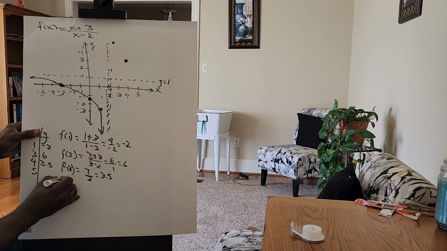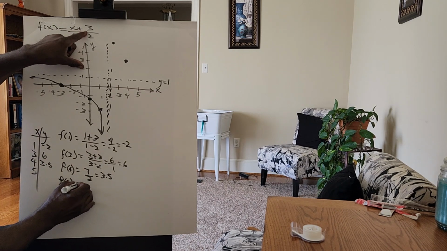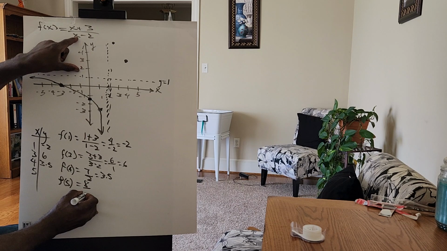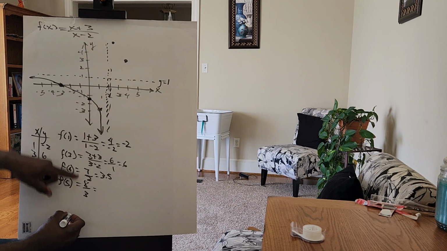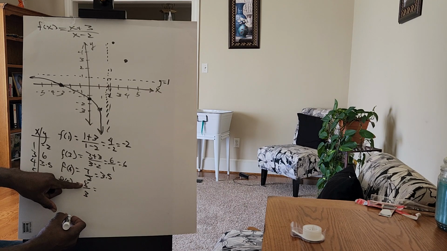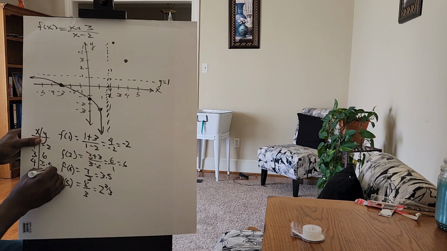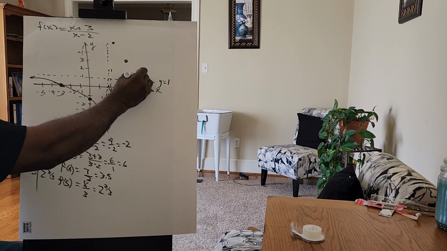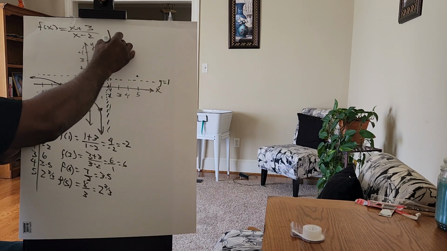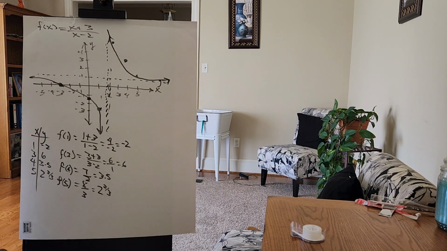Then do 5, f of 5. Everywhere there was an x, put a 5. 5 plus 3 is 8. 5 minus 2 is 3. So 8 over 3. 3 goes in 8 twice, right? So 2 2/3. So I go over 5, 2 2/3, about right here. So I really don't have a choice. This thing is going to have to kind of do this. So there's my graph.